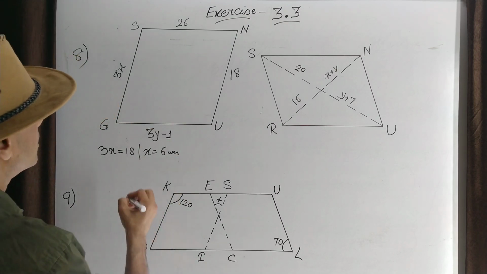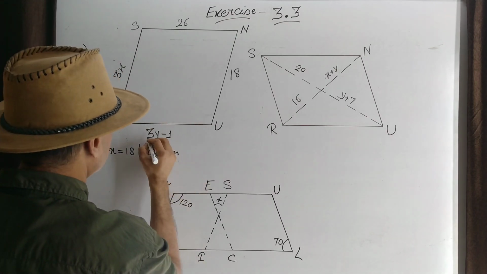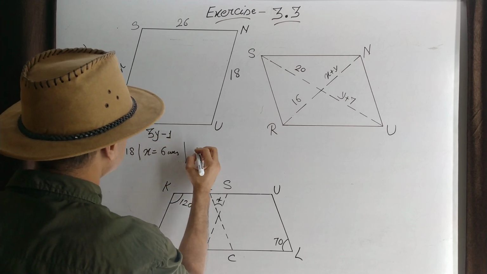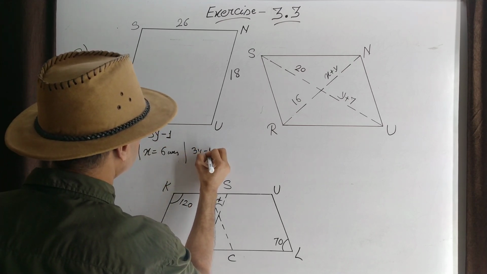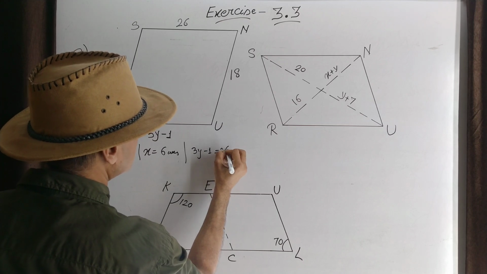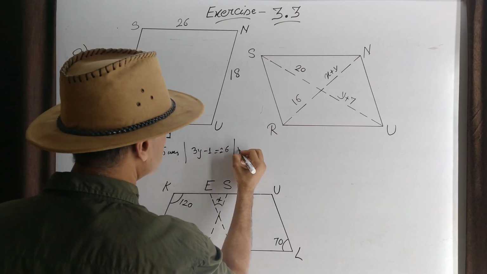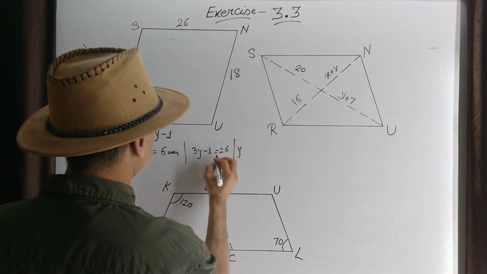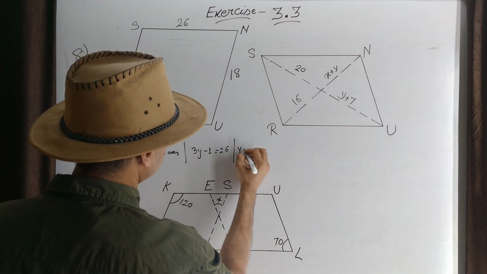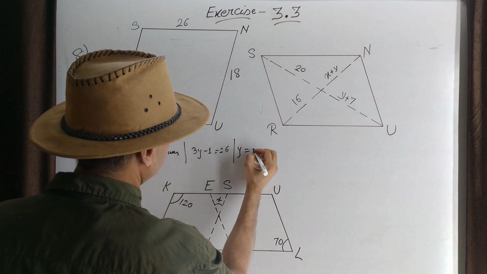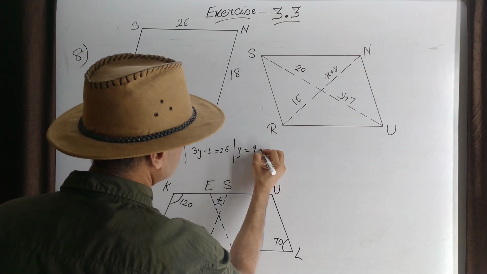Okay. Now again, 3y minus 1 is equal to 26. So y is equal to 27 by 3, that is 9 centimeters.